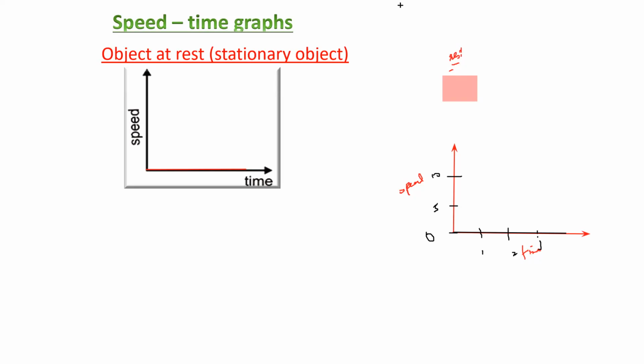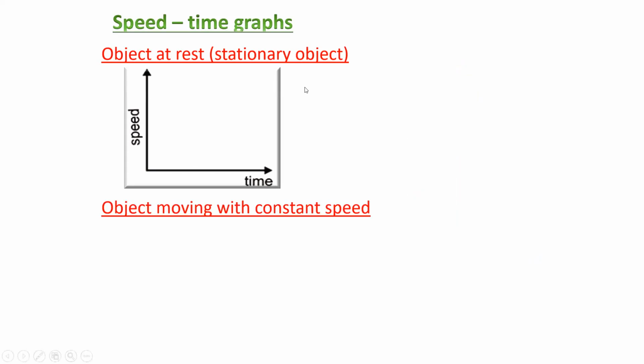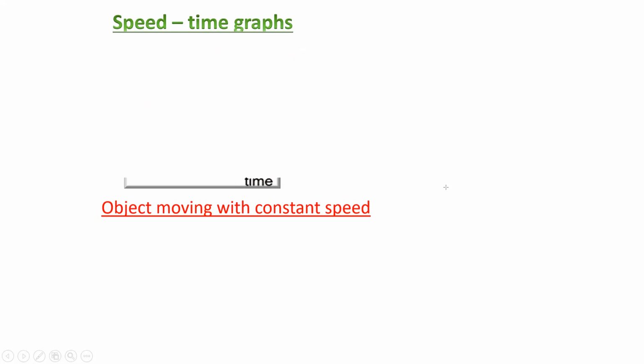Next is if an object is moving with a constant speed. Moving with a constant speed means that the speed does not change. So how can we represent that the speed does not change? The value of the speed should be the same throughout the motion.